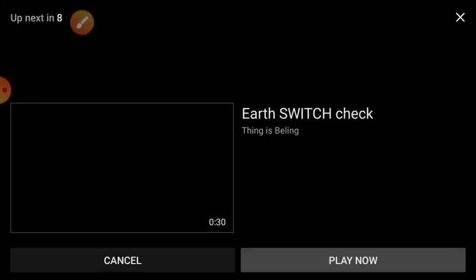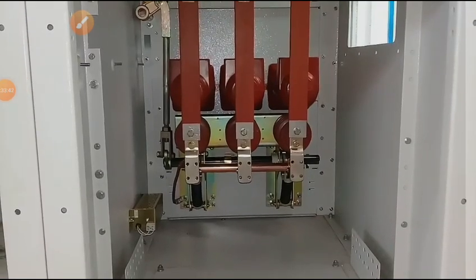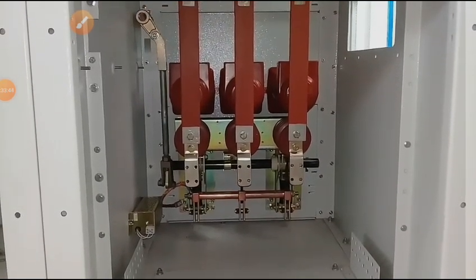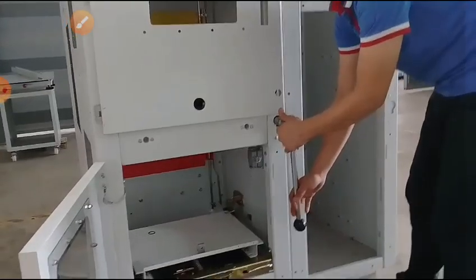So totally, electronic instruments are used to control everything, spring charge and everything. So these are like this one, you can see this one. Closing, opening.